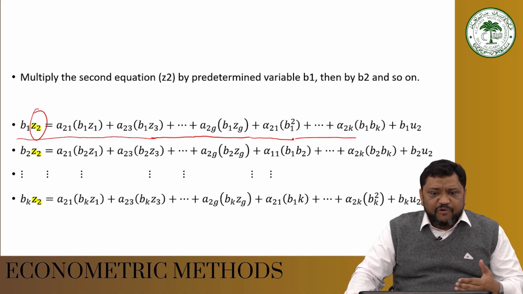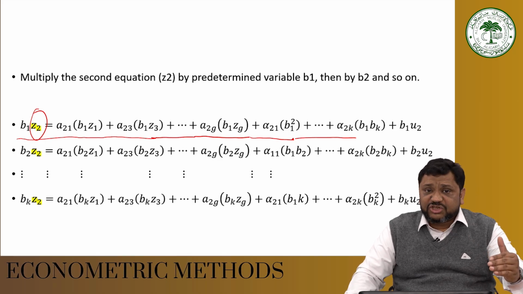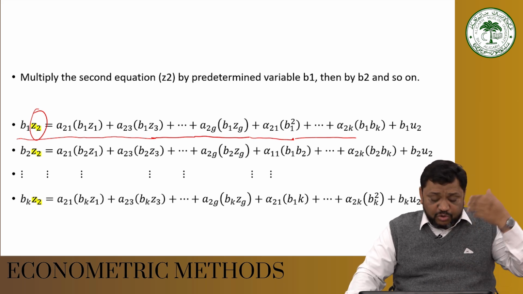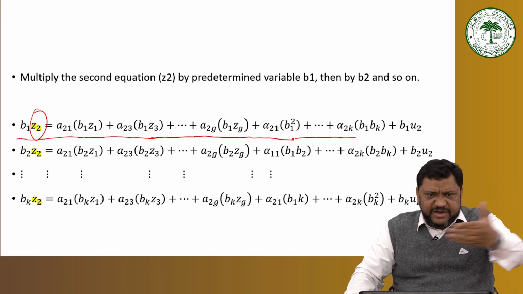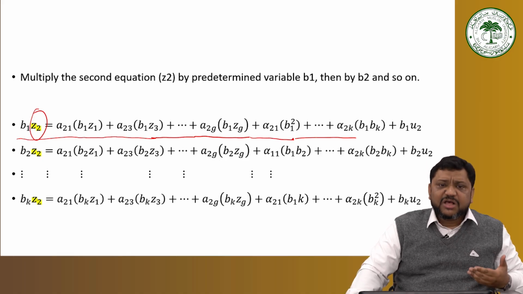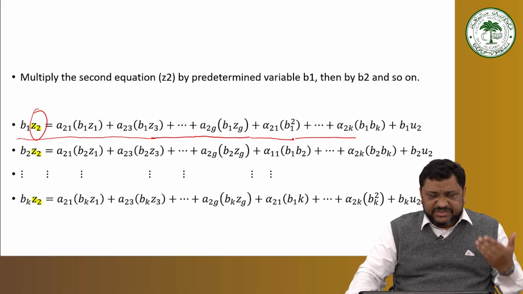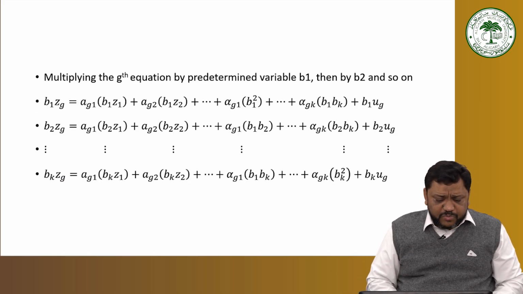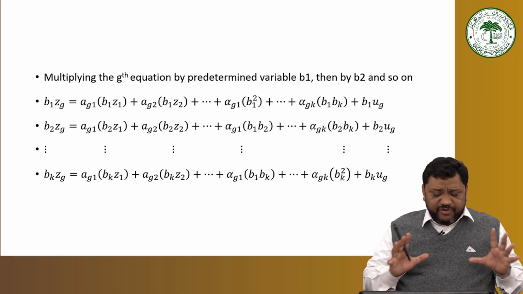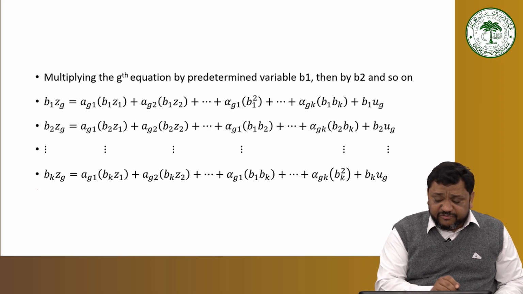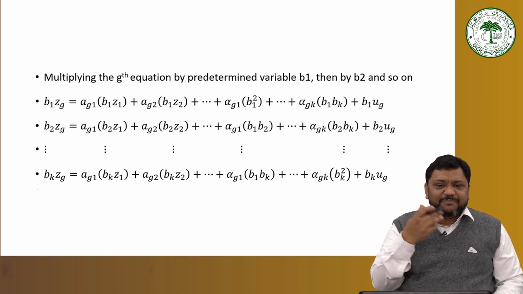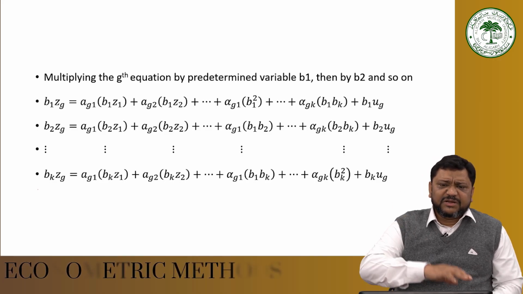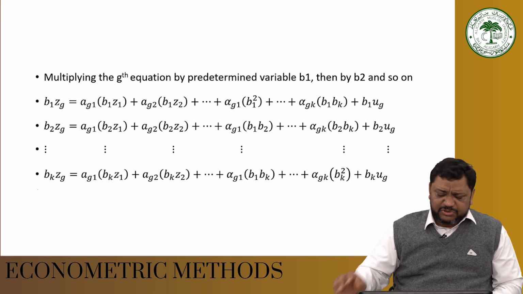Now the second time we will multiply the same Z2 original equation by the second predetermined variable, B2. This will go on continuing. For Z2 we do the multiplication with the second predetermined variable, and the same process can be repeated. So finally we give the overall structure by multiplying. Now for the gth equation we multiply by b1 and b2, and finally we get a structure that is given over here. We are simply multiplying the original equations by predetermined variables one by one.